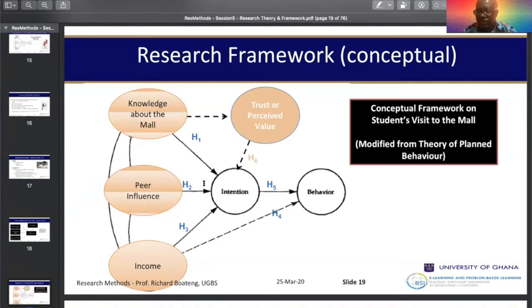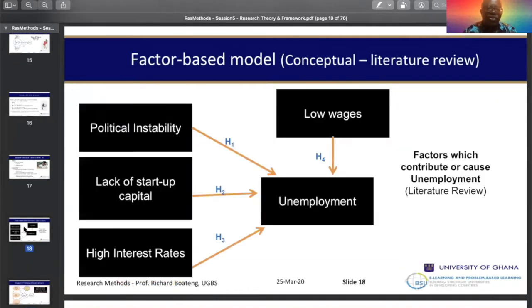Now, somebody is asking a question that in the factor-based model, which of them is the dependent, which of them is the independent? So this one was just a postulation. I'm not saying this is coming from an existing study. So somebody conceptualizes. He thinks his outcome variable, which is the dependent variable, is unemployment, because of the factors that contribute to or cause unemployment. So the outcome or the dependent variable is unemployment. The independent ones are the ones that you see here: low wages, political instability, lack of startup capital, high interest rates.